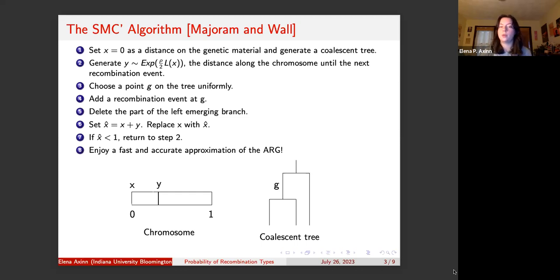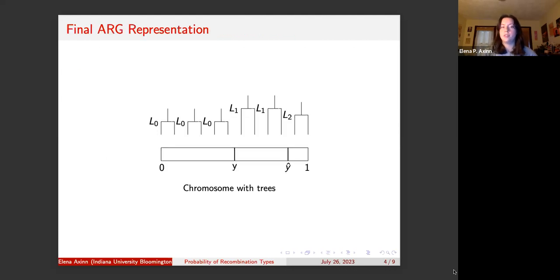Until we get to 1, which is the other end of the chromosome, and this is actually the fastest and most accurate approximation of the ARG, so this is what is used often in computational biology now. So this is the final result. It's going to be a coalescent that has the same tree up until y, and then at y the tree changes in some way, and then at another y the tree will change in some way again.